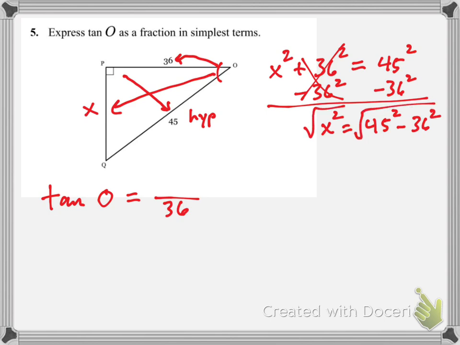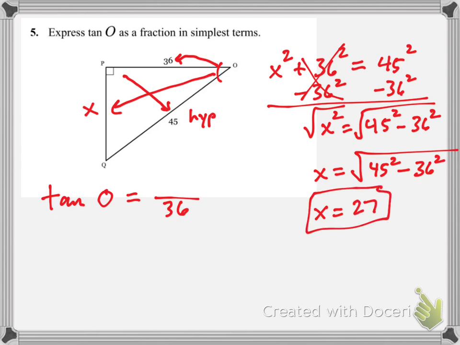Take the square root of both sides. So x is the square root of 45 squared minus 36 squared. Now you use your calculator. Square root 45 squared minus 36 squared. X equals 27. Well, that worked out well. So my side opposite is 27. Well, 27 over 36 reduces to 3/4. And again, in your calculator, if you put 27 divided by 36, it's going to reduce it to lowest terms for you. So you don't have to figure that out.